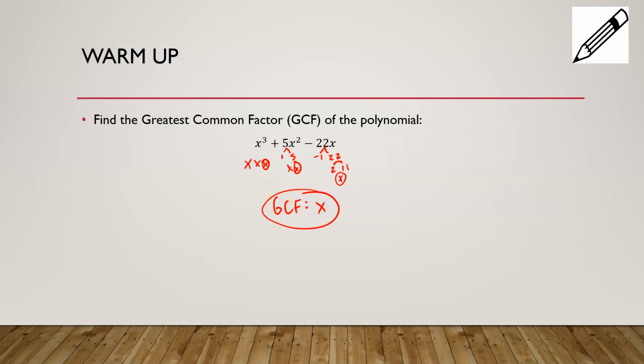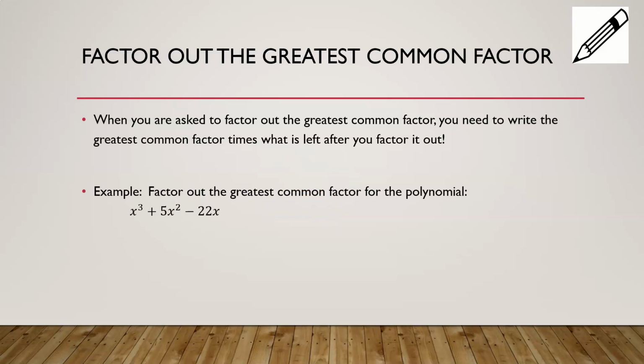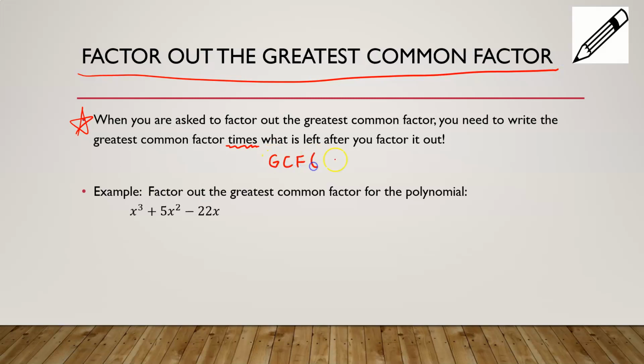Now we need to take that idea but go one step further and actually factor out the greatest common factor. You can see here that when you are asked to factor out the greatest common factor, you need to write the greatest common factor times what is left after you factor it out. So your final answers are going to be the GCF, parentheses, and then inside the parentheses you're going to write what's left of the original polynomial after you take that greatest common factor out.